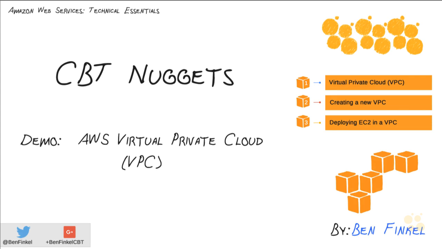Hey everyone, Ben Finkel here, and in this nugget, we're going to take a look at one of the most important fundamental pieces of the AWS implementation, and that is your Virtual Private Cloud. Virtual Private Cloud is an isolated network inside of AWS. We're going to take a few minutes just to talk about the features and what VPC offers, but then we'll jump right into the management console and see how easy it is to create a new VPC with actually two different subnets, and then we'll deploy an EC2 instance into that VPC, exposing it to the internet so that we can access a web server on that instance.